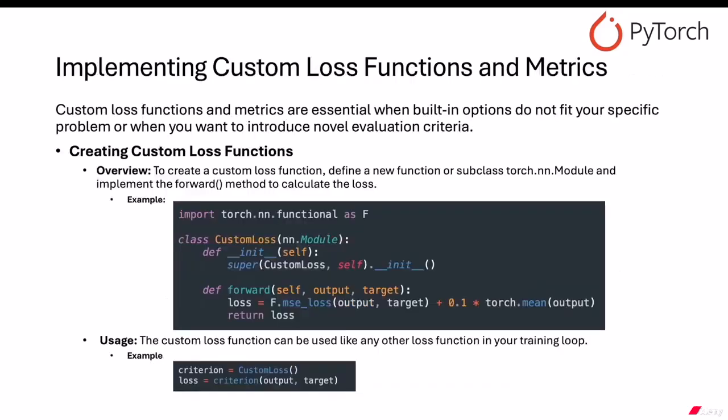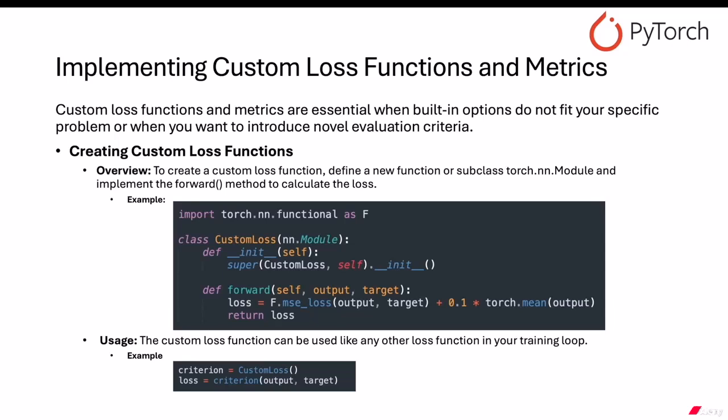Implementing custom loss functions and metrics. Custom loss functions and metrics are essential when built-in options do not fit your specific problem or when you want to introduce novel evaluation criteria. First, creating custom loss functions. To create a custom loss function, define a new function or subclass torch.nn.Module and implement the forward method to calculate the loss. Here is an example where I'm importing torch.nn.functional as F.